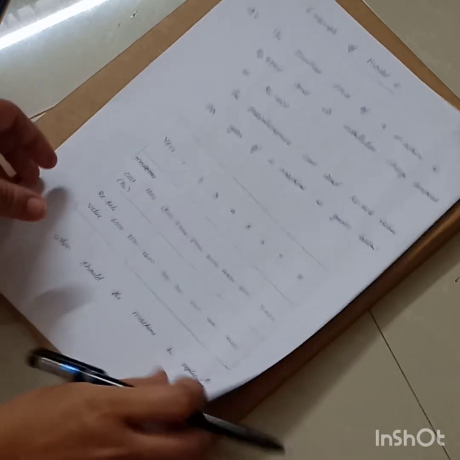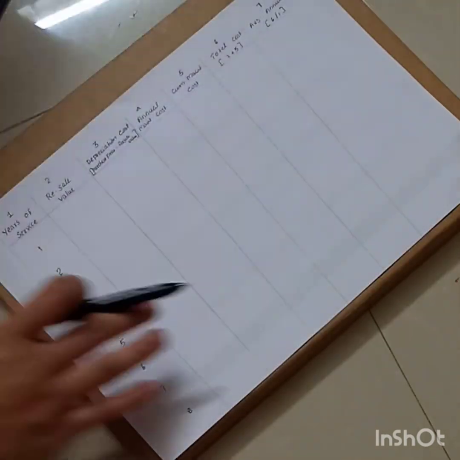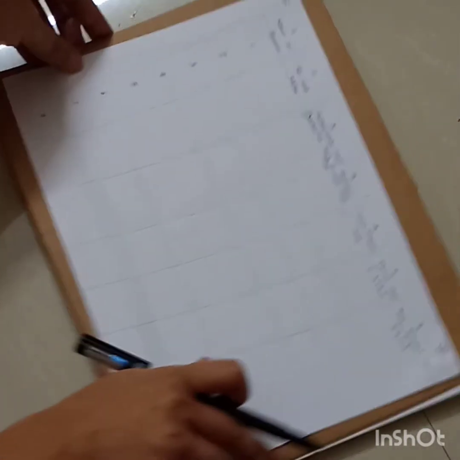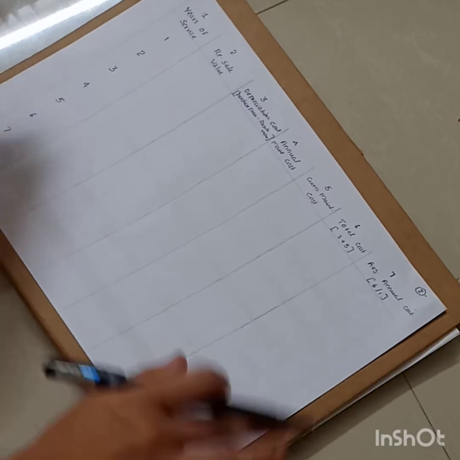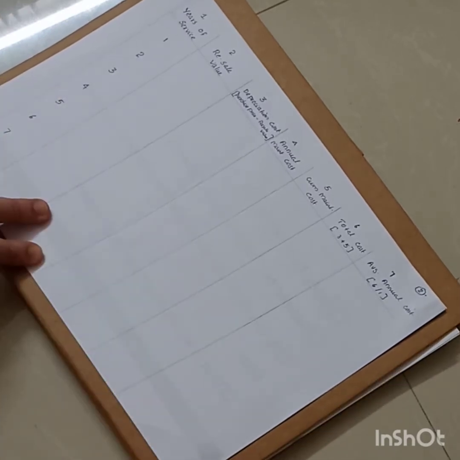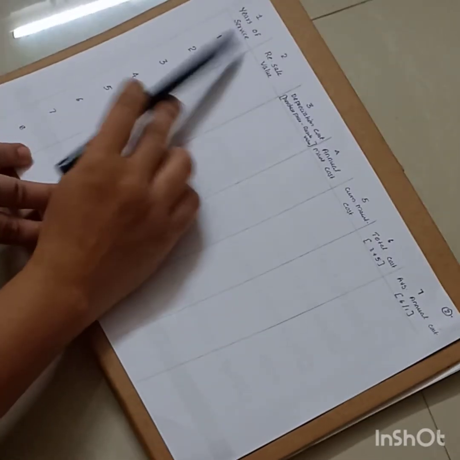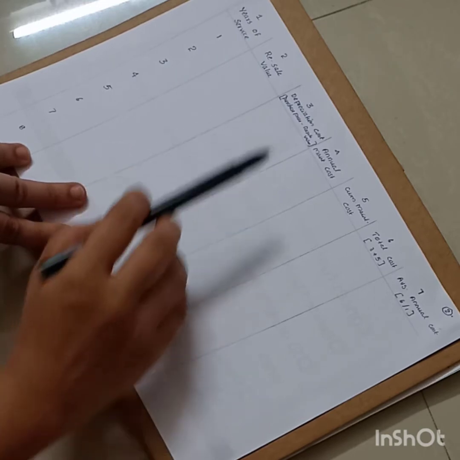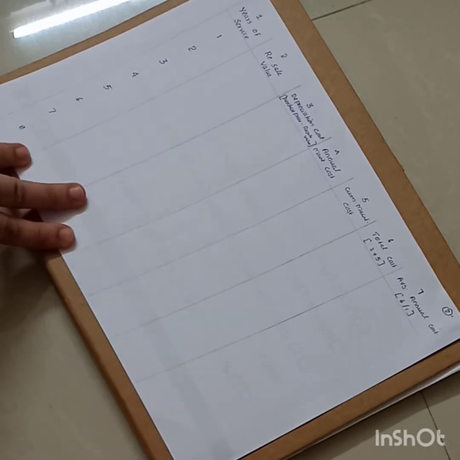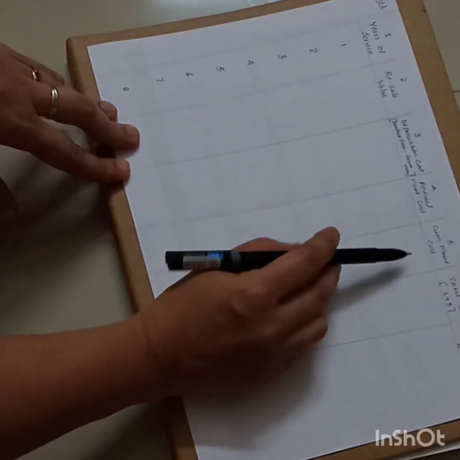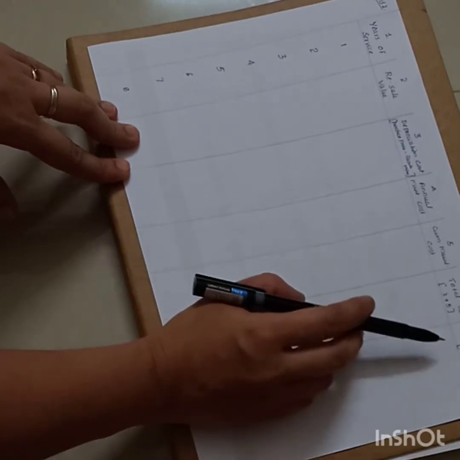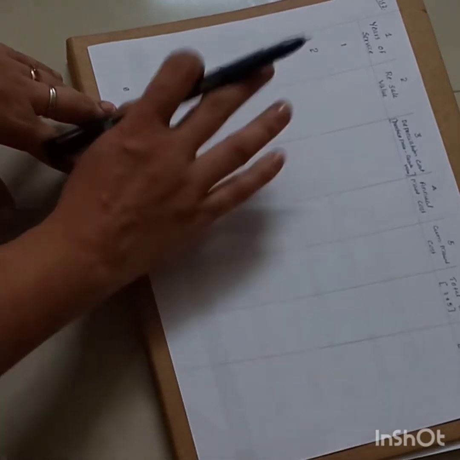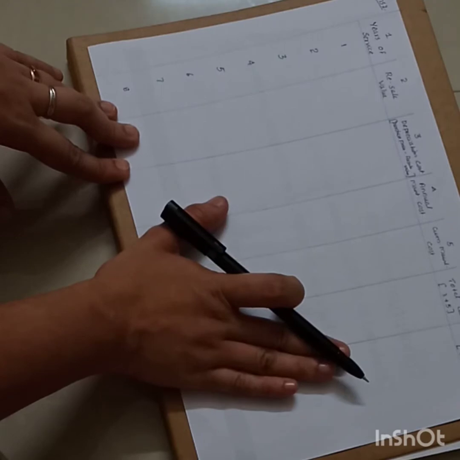Just like how we did the previous problem, you will have to draw a table. So this is your table. In this you have 7 columns: years of service, resale value, depreciation cost, annual maintenance cost, cumulative maintenance cost, total cost, and average annual cost. They are all the same columns, right?